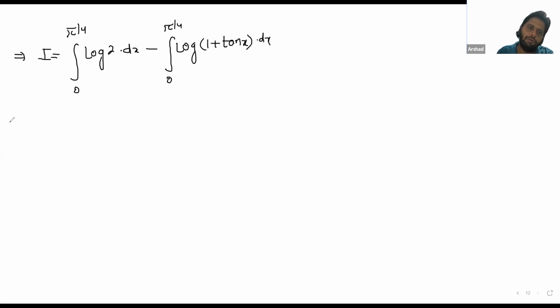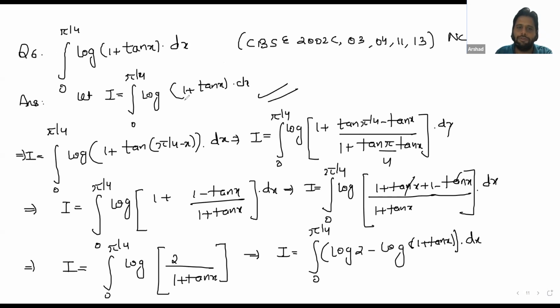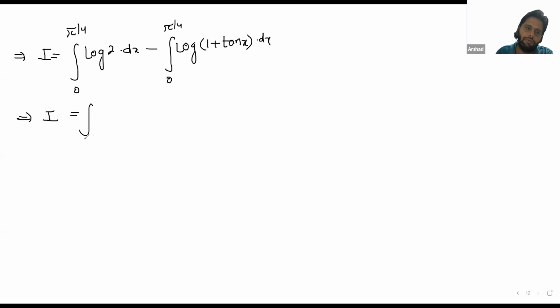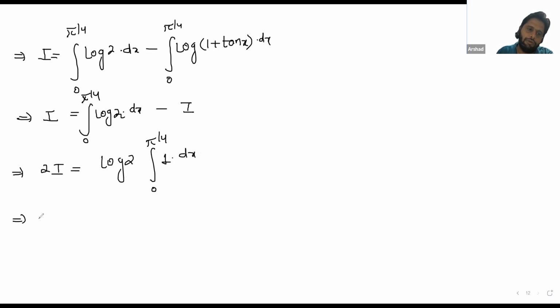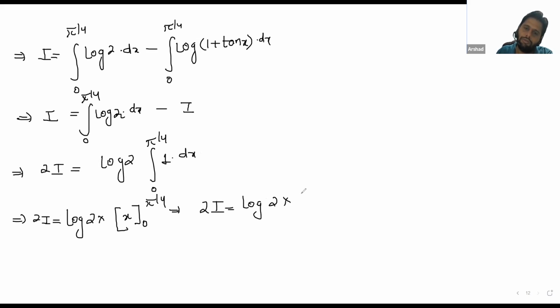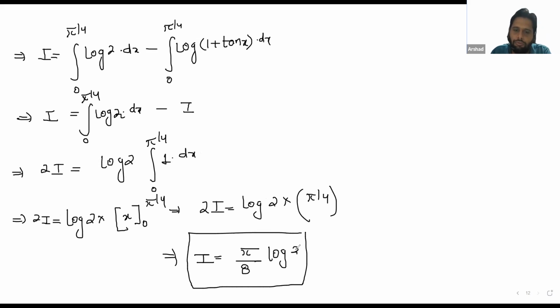Now, Zephyr, if you see this log 1 plus tan x from 0 to pi by 4, and if you see our original one, this is nothing but I. So in place of this, you can put I. So 0 to pi by 4 log 2 dx minus I. Shift this I to the left side, you will get 2I is equal to integral 0 to pi by 4. Now integrate this. Log 2 is a constant, integral of 1 dx is x, from 0 to pi by 4. So 2I is equal to log 2 into pi by 4. Shift this over, so I is equal to pi by 8 log 2. So Josefa, did you miss this log 2? Have you used the same method?